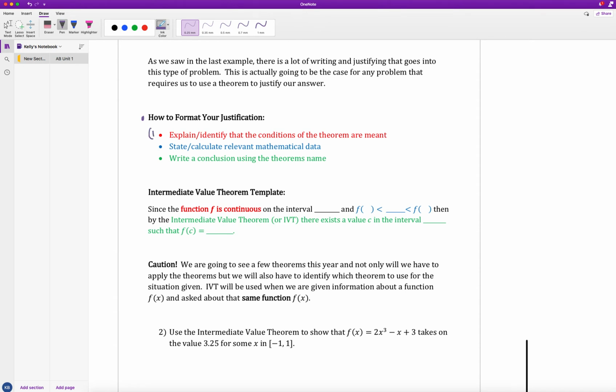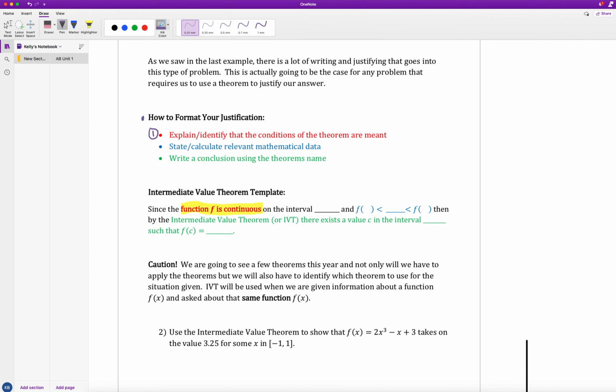The first is that we have to explain and identify that the conditions of the theorem are met. What that corresponds to for the intermediate value theorem is that we need to state, or prove, that our function is continuous. The intermediate value theorem will not work unless that function is continuous, and therefore that has to be the first part of our explanation if we're going to justify using the intermediate value theorem.